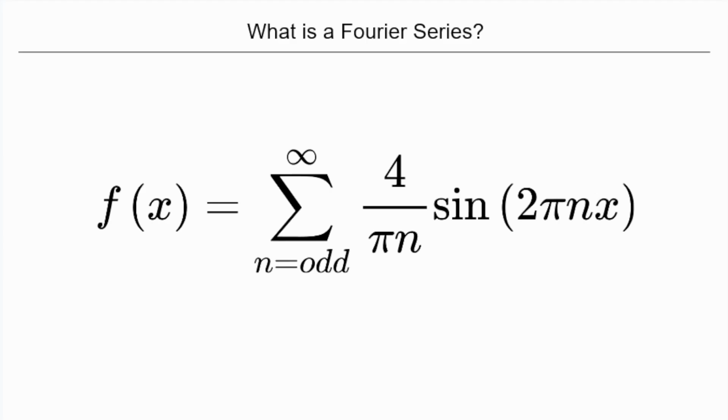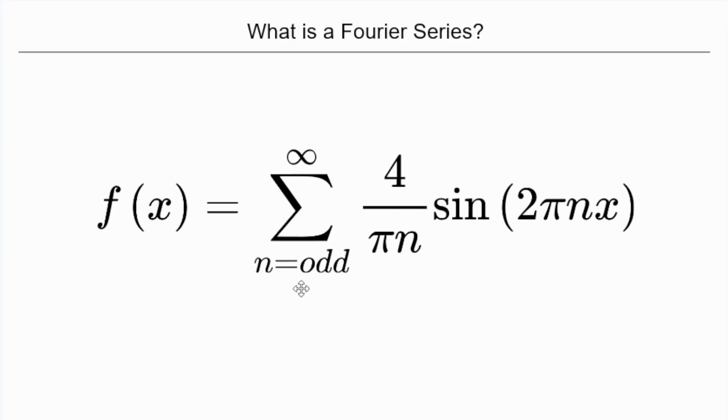The formula that we got is that our function f(x), which jumps up from 1 to minus 1 forever, is a sum for every odd value of n, because a_2 and a_4 were 0, of 4 divided by pi n sine of 2 pi nx.